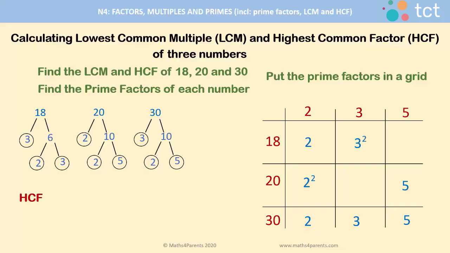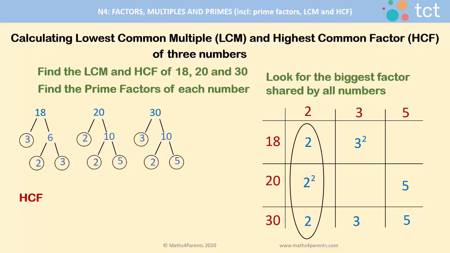First we're going to find the highest common factor, and to do that we look for the biggest factor shared by all the numbers. The only factor that all three numbers share is 2, so the highest common factor for 18, 20 and 30 is 2.